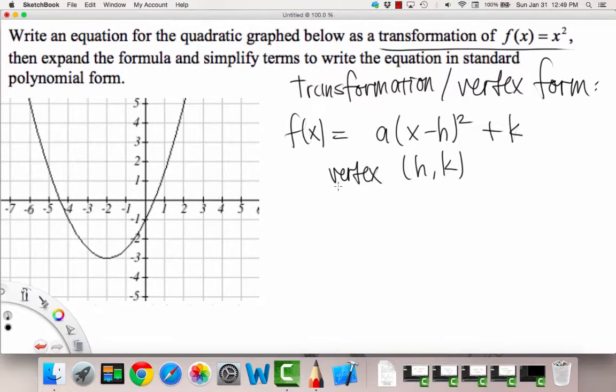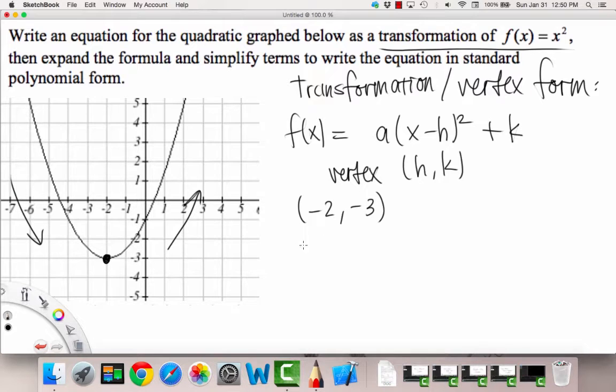The first thing we have to do is find our vertex from our graph. Vertex means where our graph changes direction. From here, this is decreasing, and then it changes to increasing right at this point, and that is (-2, -3). So (-2, -3) is our vertex.